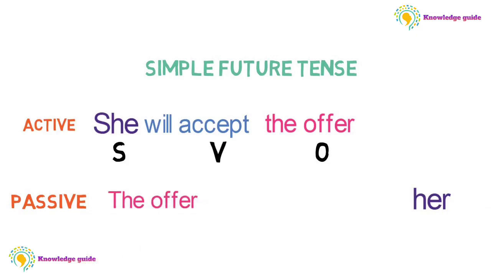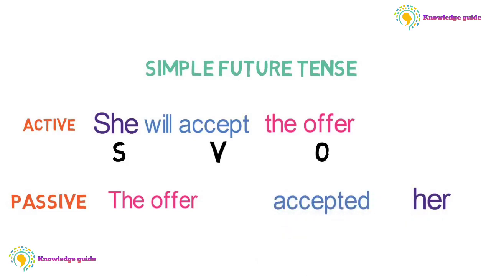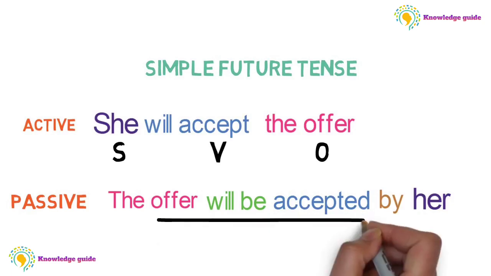Now converting the main verb to the third form, it will be accepted. Next, adding a suitable helping verb of to be, it will be. And lastly, we need to add by before the subject to make it complete. And thus the passive voice will be: the offer will be accepted by her.